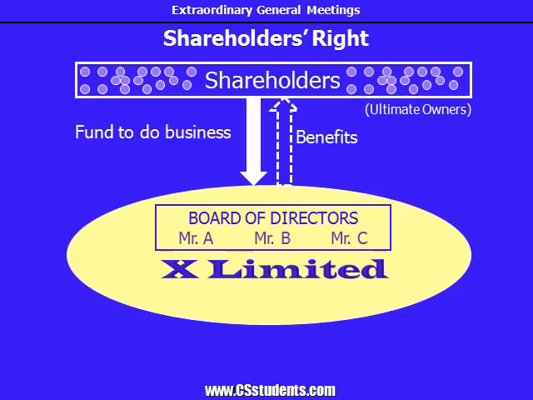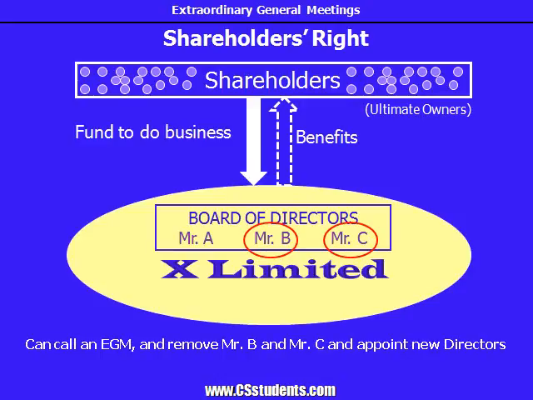Let's try to understand with an example. X Limited is a company with many shareholders. Those shareholders appointed 3 directors, Mr. A, Mr. B, and Mr. C, to run the company. And the board of directors started functioning. After some time, it was found that Mr. B and Mr. C are not diligently working for company's benefit. Their presence as directors started becoming detrimental for the company. In that case, shareholders can call an extraordinary general meeting and remove Mr. B and Mr. C as director and appoint other directors.